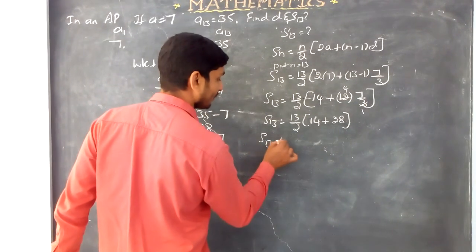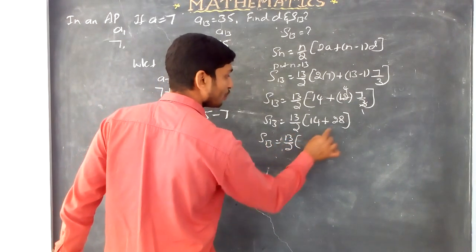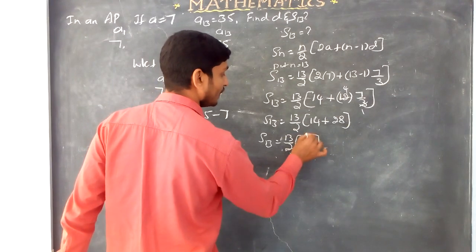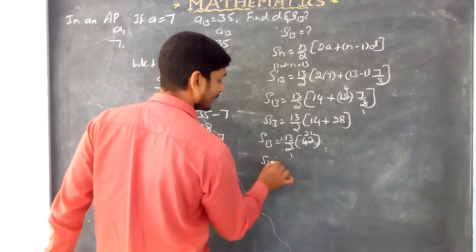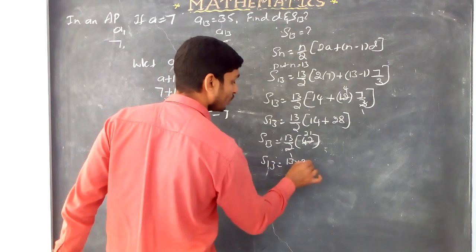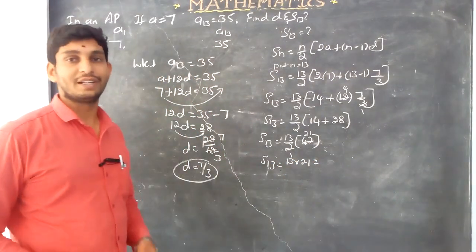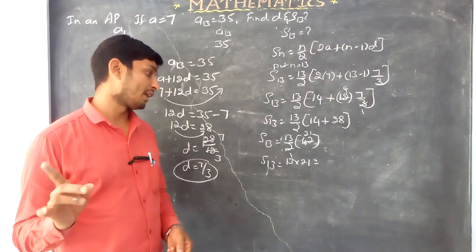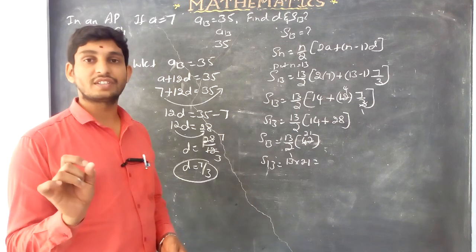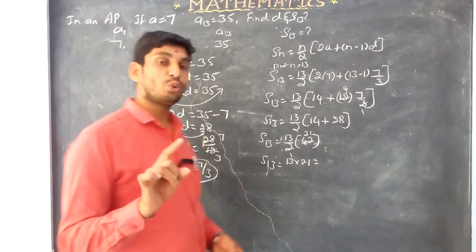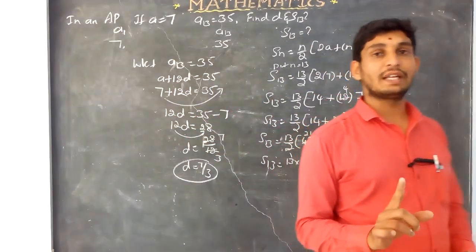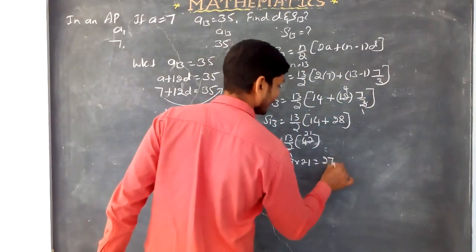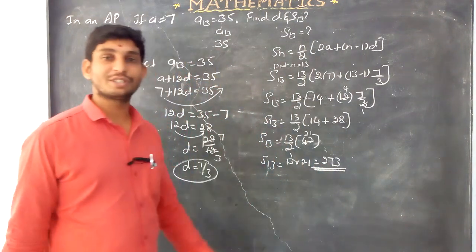That is S13 is equal to 13 by 2 into 28 plus 14. How much it is? 42. Now 2 21s are 42. That is S13 is equal to 13 into 21. How much is 13 into 21? That you have to find. 21 10s are 210. 21 3s are 63. Is it right? 210 plus 63, that is 273. Multiply, you will get 273. If there is a mistake, you have to correct it.